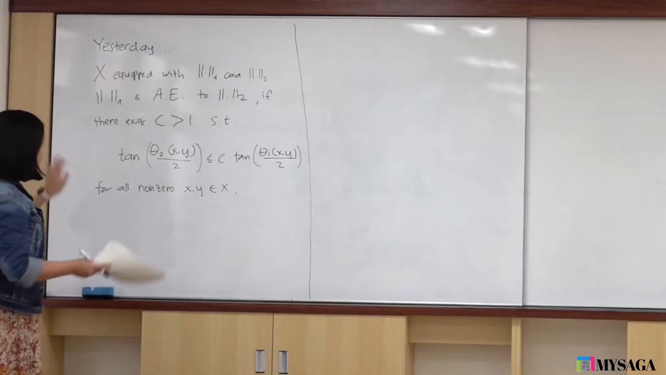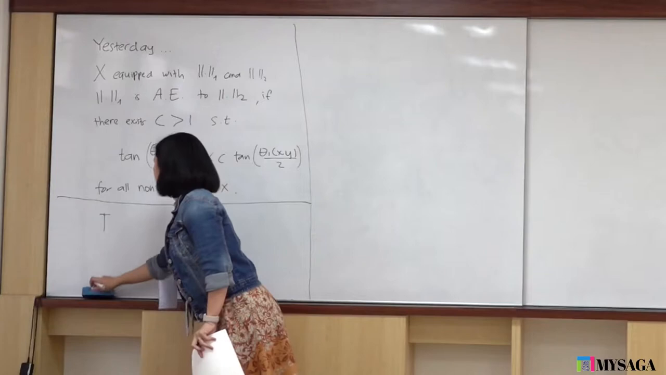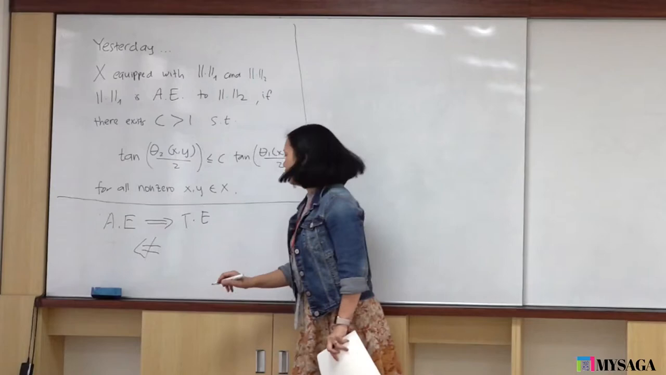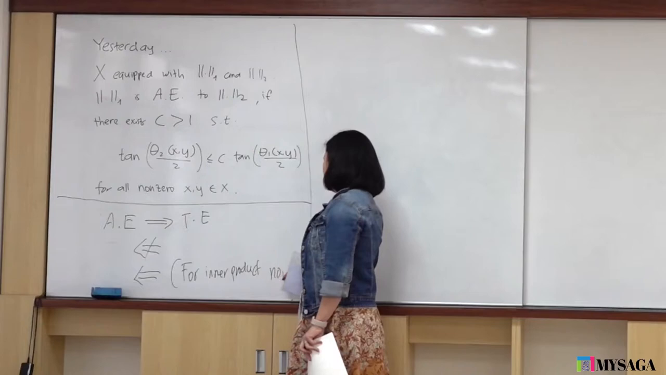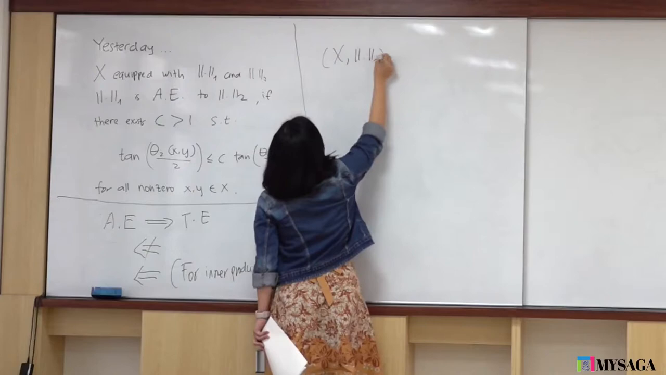And what did we know? Well, first of all, we showed that angular equivalence implies topological equivalence. The converse is not true in general. We know one case where the converse is true, for inner product induced norms, right? Let me just say inner product norms. Okay, that we know.